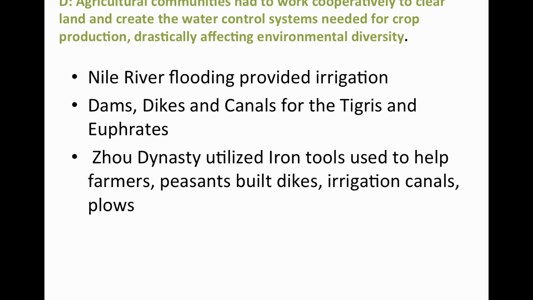Early Chinese civilizations would use iron tools to build dikes. A dike is kind of a dam that would allow water to come out gradually, and they too had iron plows. So you never know if you see a primary source, China and iron plows. That's a great example of improving agricultural ability.